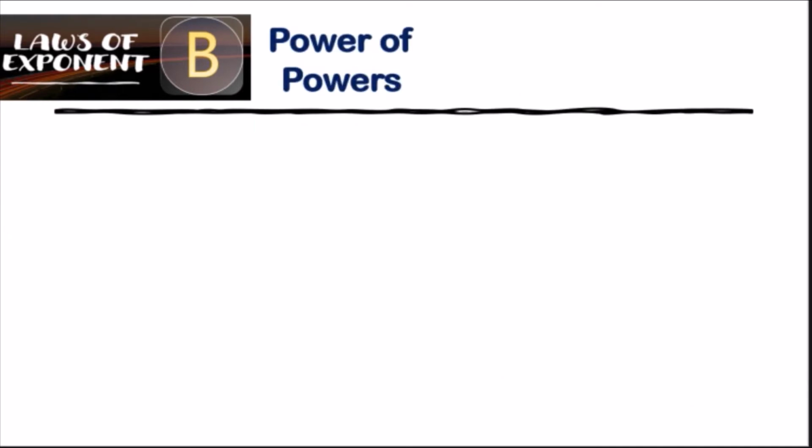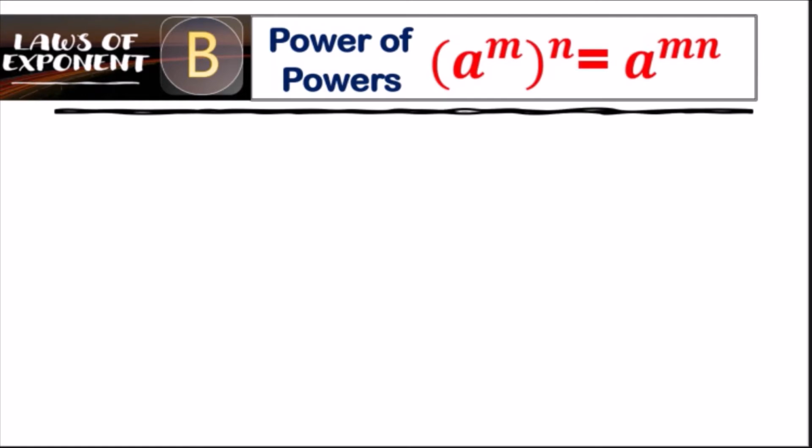Let's have the second law, power of powers. It states that the quantity a raised to m, raised to n, is equal to a raised to m times n. When a power is raised to another power, or when an exponential expression is raised to another exponent, just simply multiply the exponents. Let's have an example.